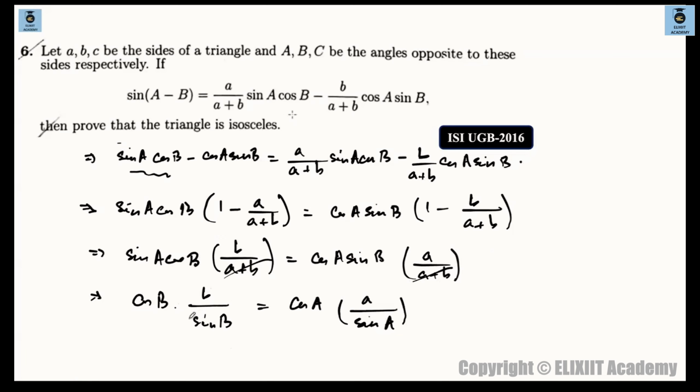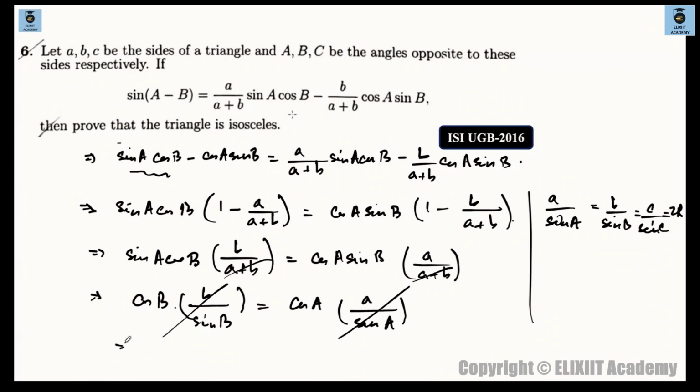Why do we do this? From the sine rule, we know that a upon sin A equals b upon sin B equals c upon sin C is equal to 2R. So this 2R and this 2R cancel out. So cos A is equal to cos B, which means A is equal to B.